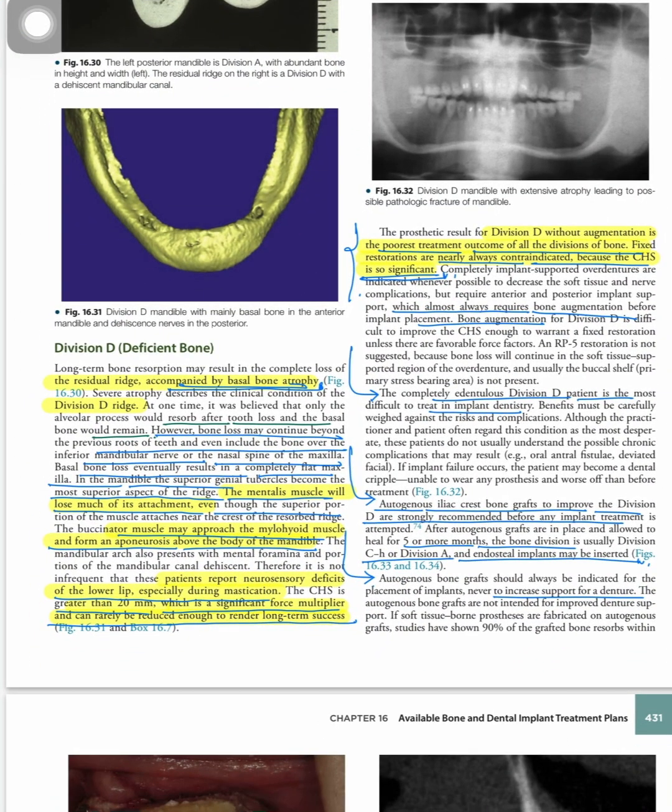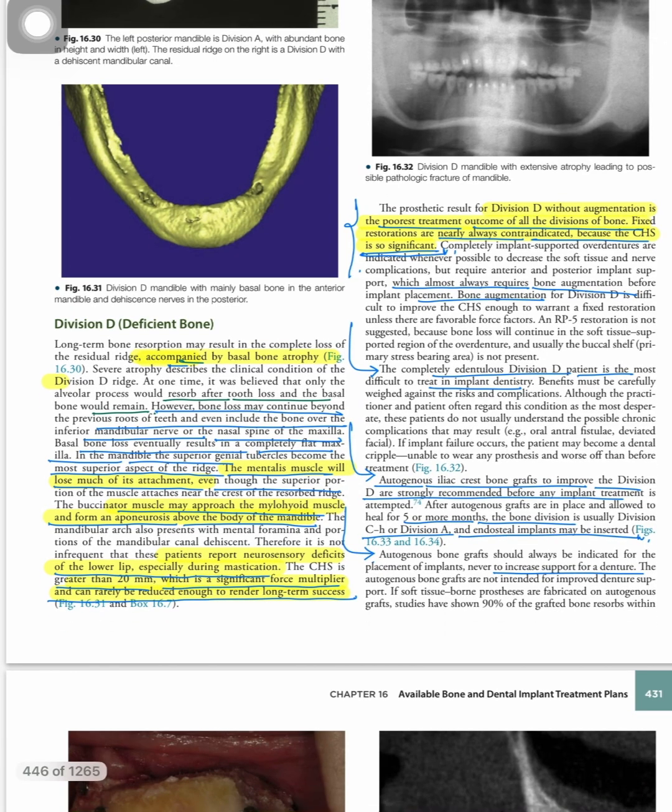All right, then we move to division D bone. So, long term bone resorption may result in complete loss of the residual ridge accompanied by basal bone atrophy. So, in division D bone, you can expect some basal bone atrophy as well.